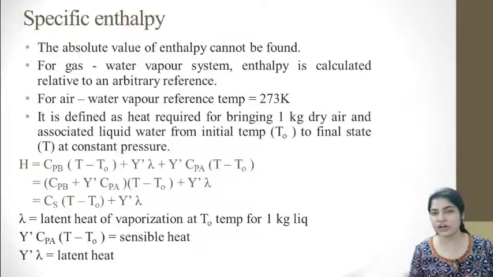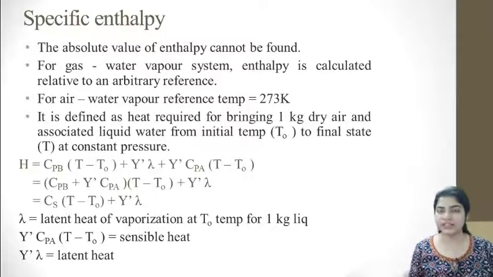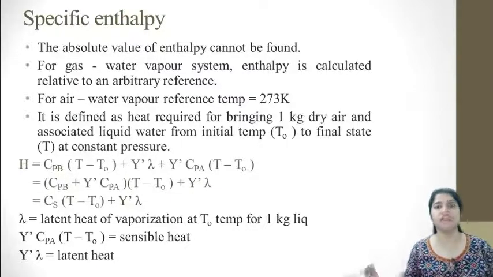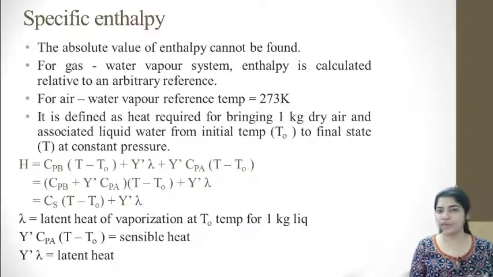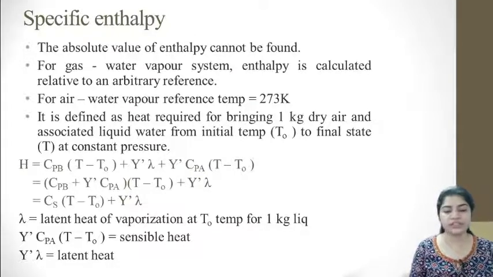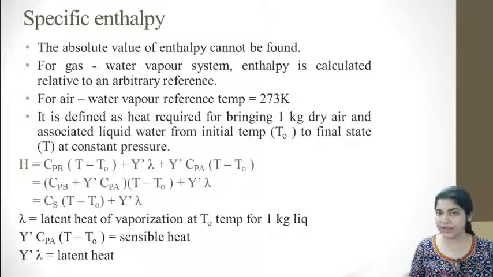At any temperature your water might be there. Sensible heat is to raise its temperature, and latent heat is associated with phase change, like from 100 degrees Celsius water to 100 degrees Celsius steam. So with the associated water, you take into account sensible heat and latent heat. In the last lecture we studied humid heat, which is CPB plus Y dash CPA, denoted Cs. So your enthalpy formula is finally Cs into T minus T0 plus Y dash into lambda. This is your specific enthalpy.